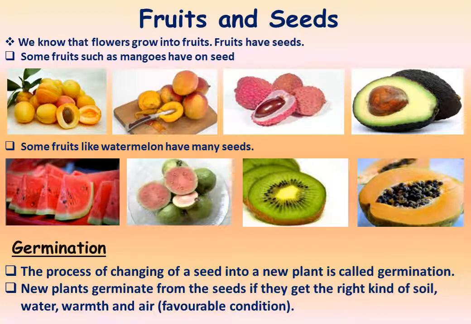Now, another important point: new plants germinate from the seeds if they get the right kind of soil, water, warmth, and air. This condition is called favorable condition. So, we will explain this once again. Just read the definition and learn it by heart.